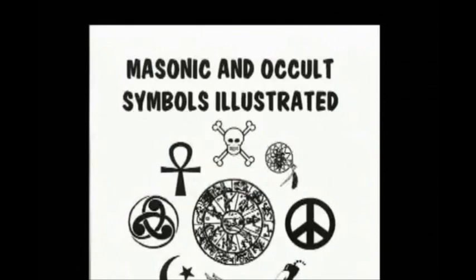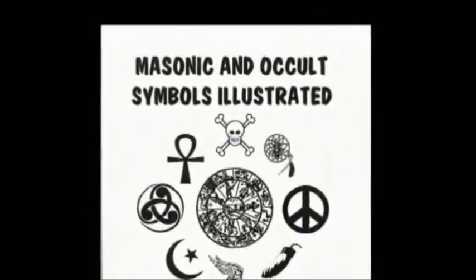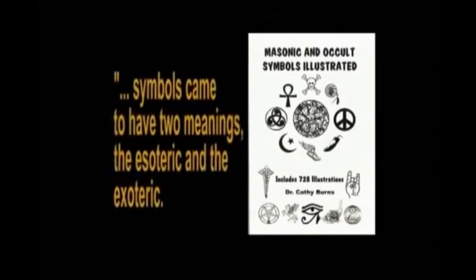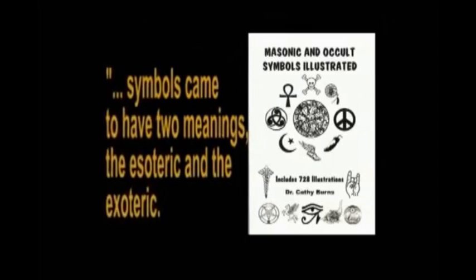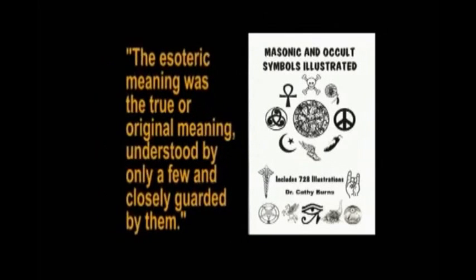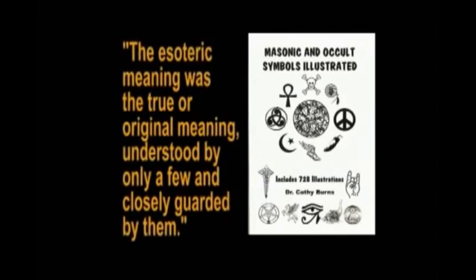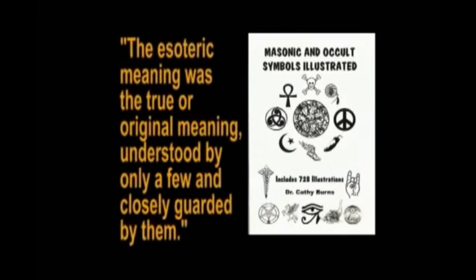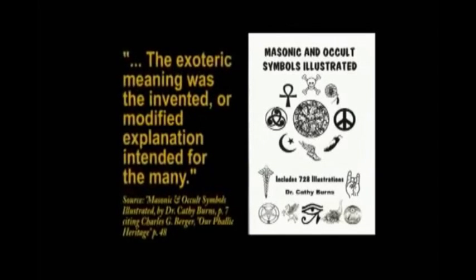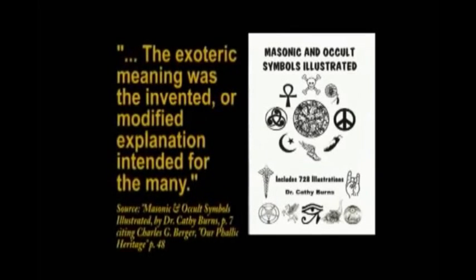In the book, Masonic and Occult Symbols Illustrated, we find this quote from Masonic author Charles G. Berger, who says that symbols came to have 2 meanings, the esoteric and the exoteric. The esoteric meaning was the true or original meaning, understood only by a few and closely guarded by them. The exoteric meaning was the invented or modified explanation intended for the many.